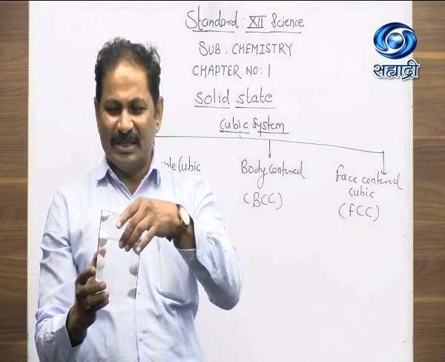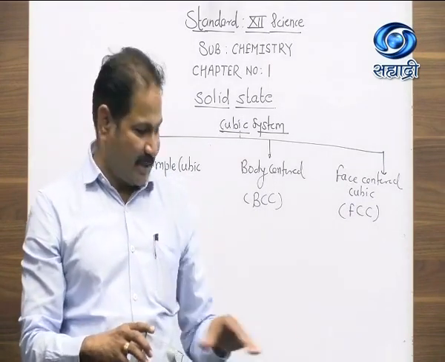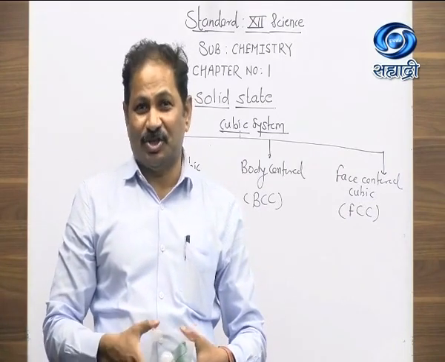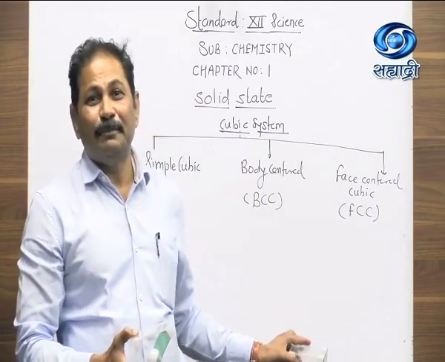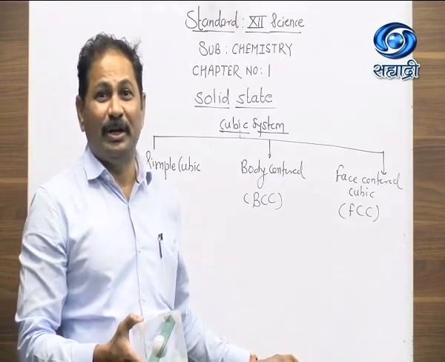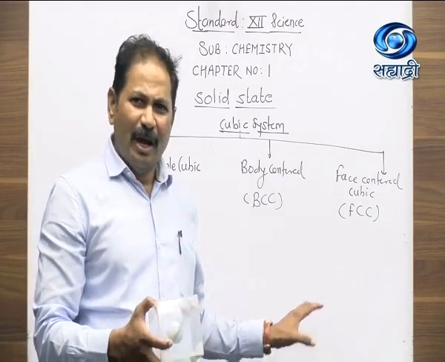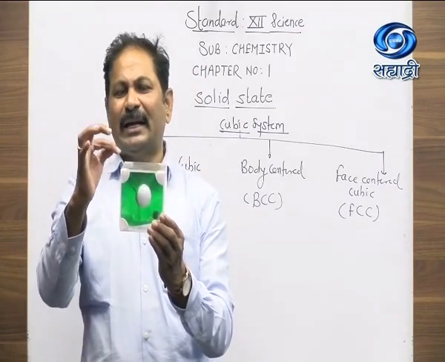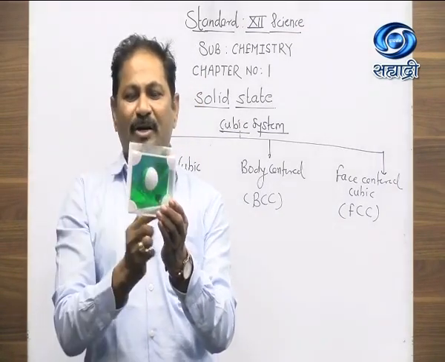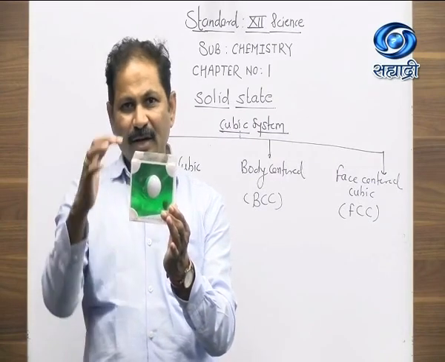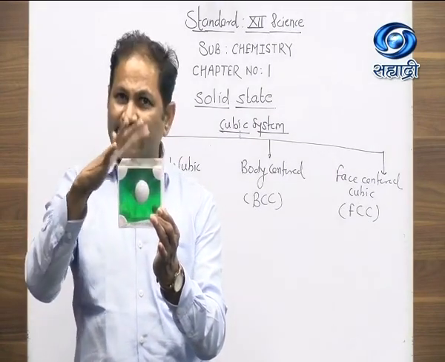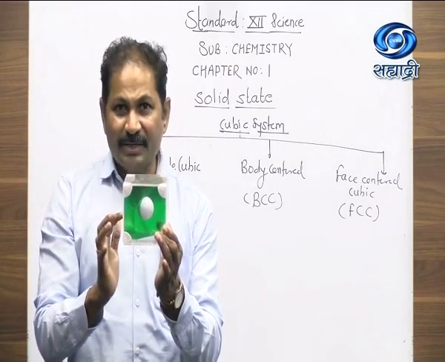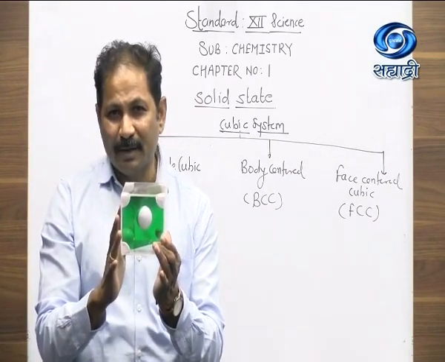Now, we are going to discuss a second type of cubic system, that is the body-centered cubic system. It is also called BCC. It is very simple. Like the simple cubic system, again 8 lattice points are present at the corners of this cube. It is cubic, that's why alpha equals beta equals gamma equals 90 degrees, and a equals b equals c.